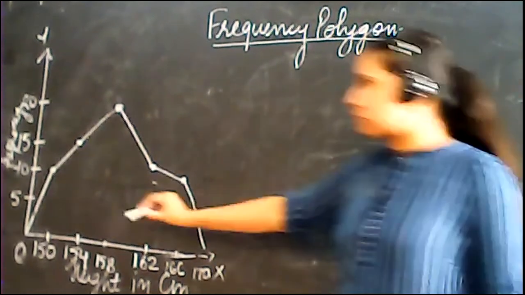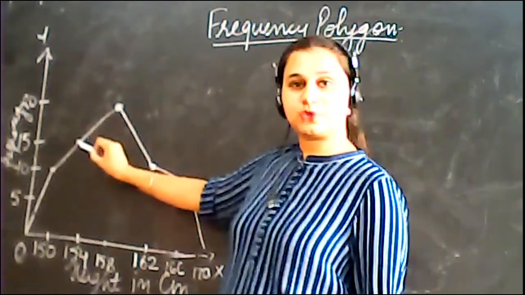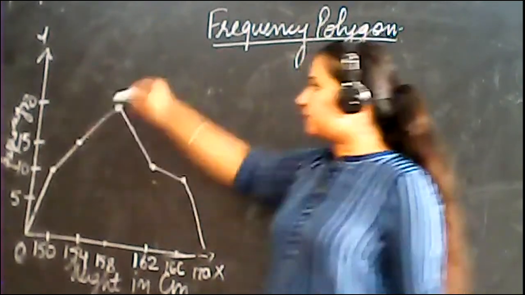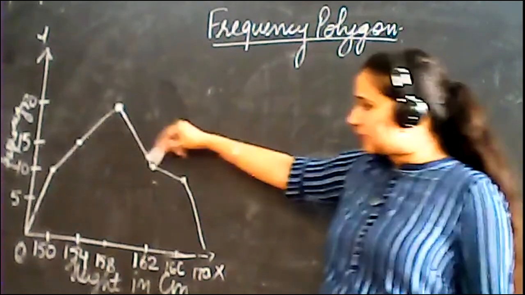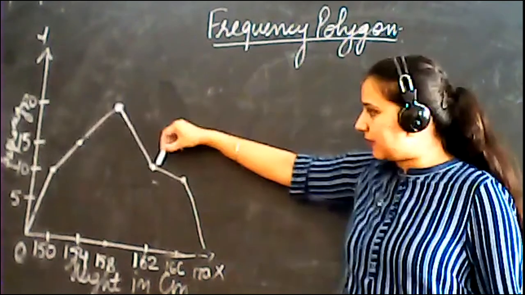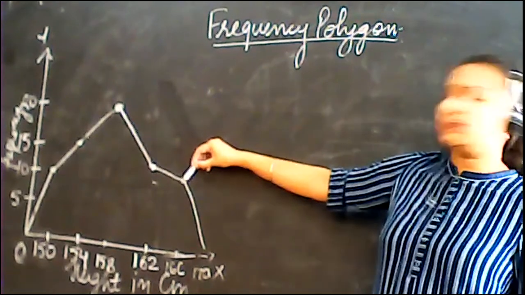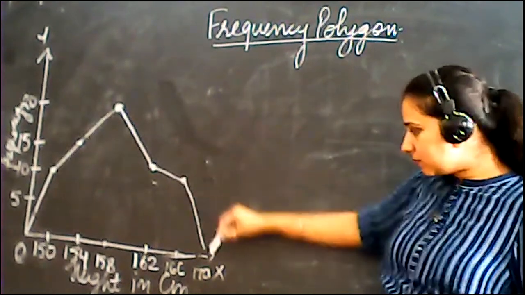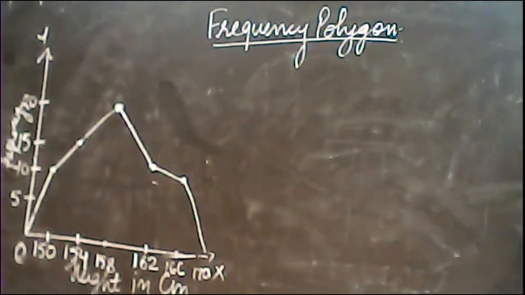we have started from this point, moved to 10, then 15 plotted, which we have plotted here, right? Then we have come here to 20. I think it was 12, right? Then we have 9. It is 9. Then move down, because the last interval ends at 170, right? So this is our frequency polygon.